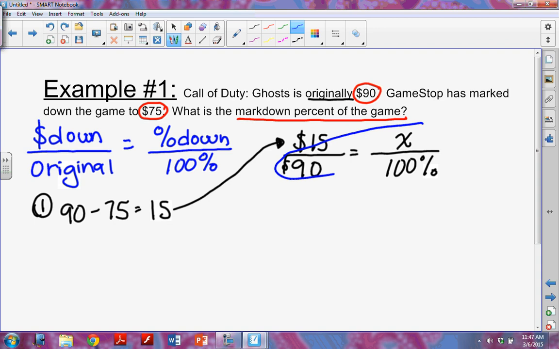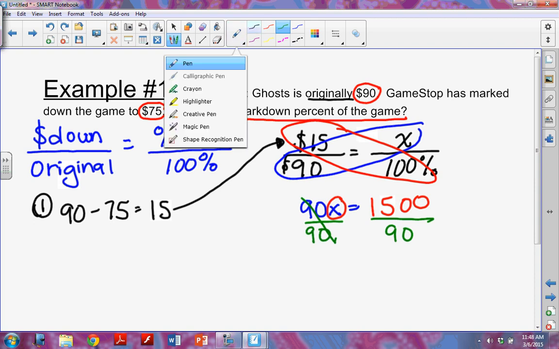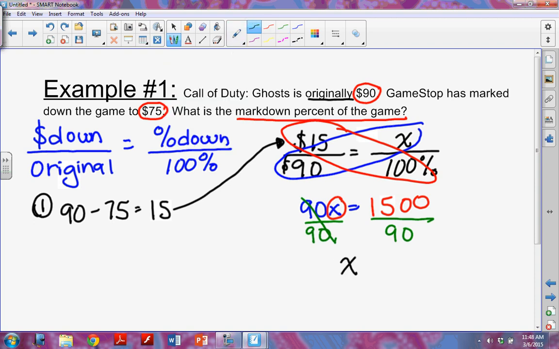So I'm going to have 90 times X, which gives me 90X, equal to 15 times 100, which gives me 1,500. I need to get my X by itself, so I'm going to divide each side by what is with the variable, which is 90. These cancel away. So now my X is going to be equal to 16.6 repeating percent.